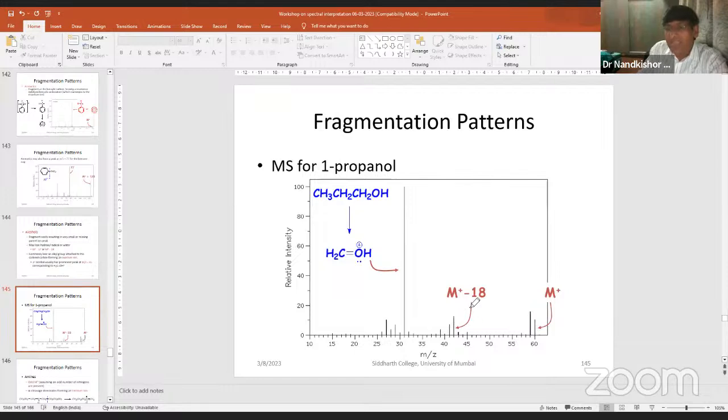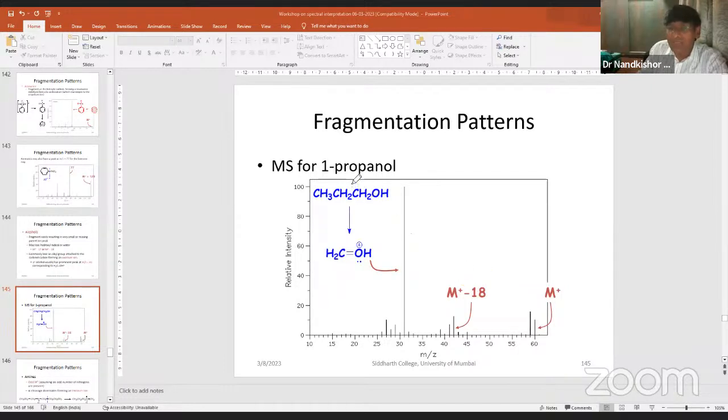There is another peak called M minus 18. This M minus 18 intensity is very less, but it is possible. There is a loss because we are going to put it in a very high energetic zone. So the water molecule has the possibility to be eliminated from the molecule. So this may be the possibility.